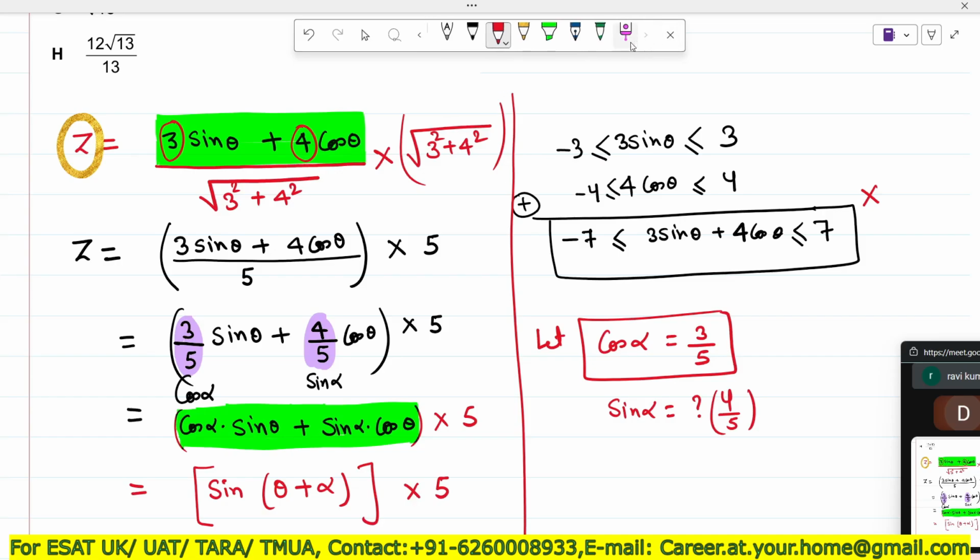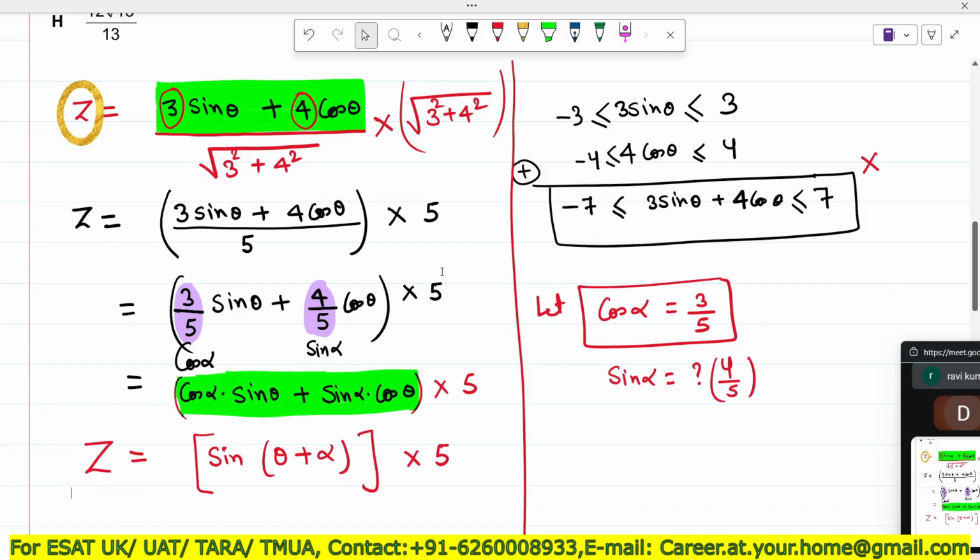You should do the reverse expansion. If you expand this sine of theta plus alpha, will you get sine theta into cos alpha plus cos theta into sine alpha? Okay, it means this is correct. Now we have written our z in a single trigonometrical expression, that is the sine. So now my z is 5 times sine of theta plus alpha, where alpha is unknown only. But it doesn't matter.